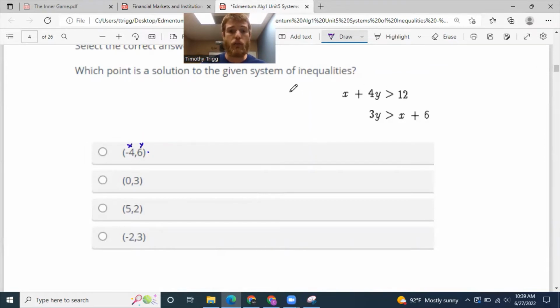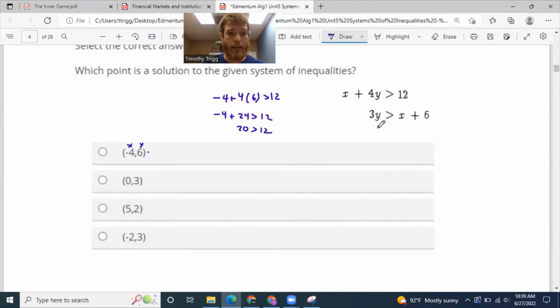Let's go ahead and try this first inequality. So negative 4 plus 4 times 6, and I want this to be greater than 12. That gives us negative 4 plus, what's 4 times 6? That's 24. Is that going to be greater than 12? Well, yes, because this will give us 20, which is definitely greater than 12. So it works for the first inequality.